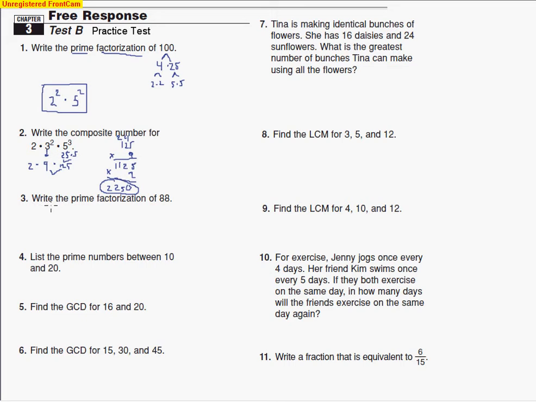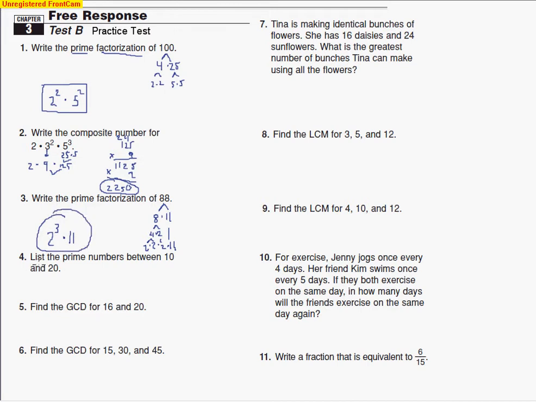Now it says to write the prime factorization of 88. So we're going back to the same directions as number 1. All I need to do is break this 88 down. So 8 times 11. Well, 11 is prime, but 8 is not. So I need to break that down. It's 4 times 2, and 4 can be broken down to 2 times 2. I need to make sure I bring down these other numbers so I don't forget about them, and then write them all down. So this is the prime factorization. However, we're going to write it with exponents. So 2 to the third times 11 is what I'm looking for.